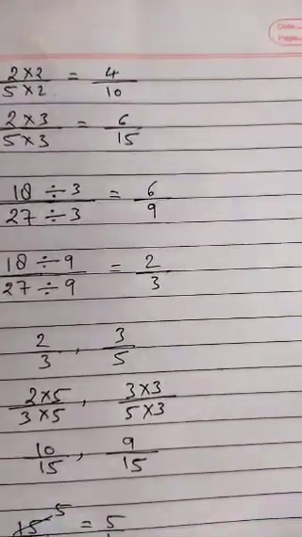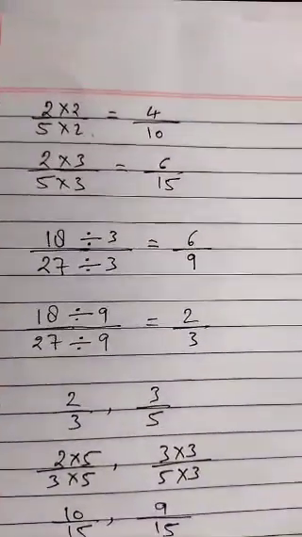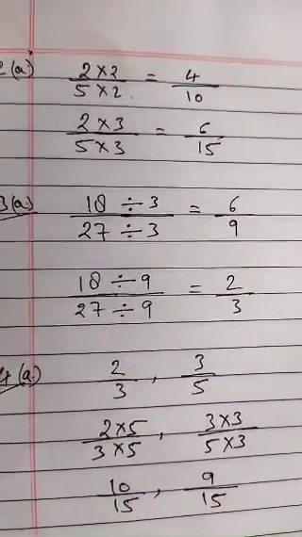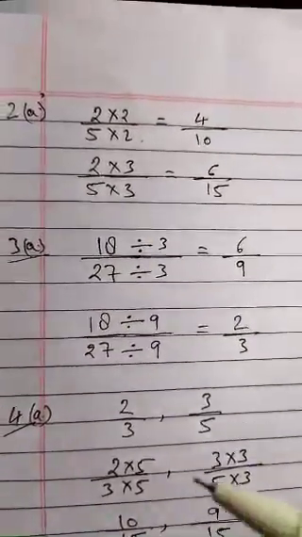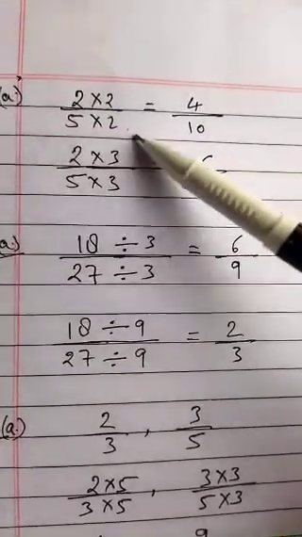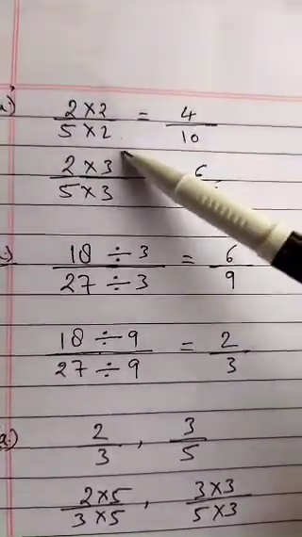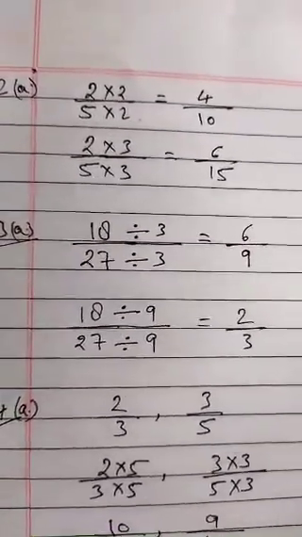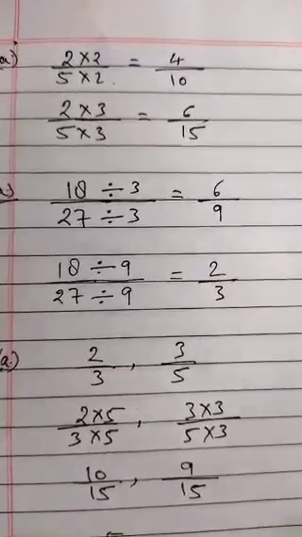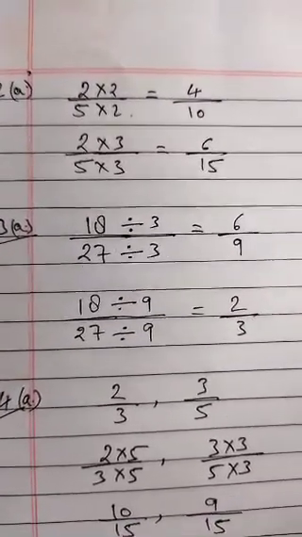So like this you have to find the equivalent fractions by multiplication. First the given fraction will be multiplied by 2. In all question you have to do the same thing. First we will multiply by 2, second we will multiply by 3, and after multiplication you will get the fractions. Now hopefully you can do the remaining part of question number 2.